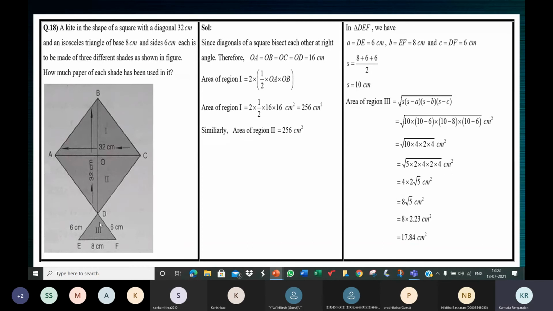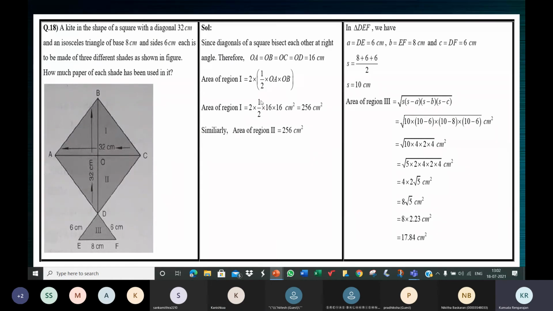So here, what you see, region 1, they have taken it as two right triangles. So what's the area of this right triangle? Base 16 into height... not height 32, base 16 into height 16. So double that area.